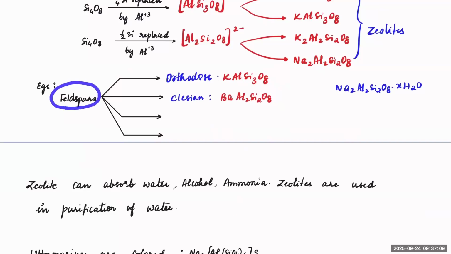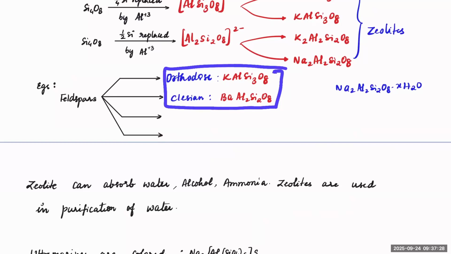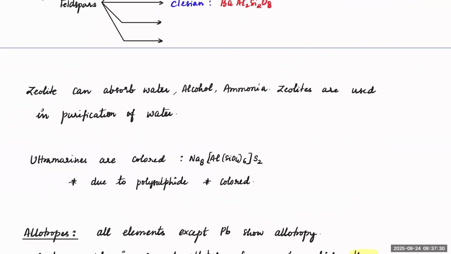Now see, feldspars are the same ones, correct? These are all feldspars also. Zeolites and feldspars usually differ in water content. So orthoclase and others are all different names of the feldspars. Now see, zeolites can absorb water, alcohol, ammonia. That's why they are used in purification of water. Water filter candles, if you may have heard of them, are all zeolites only.